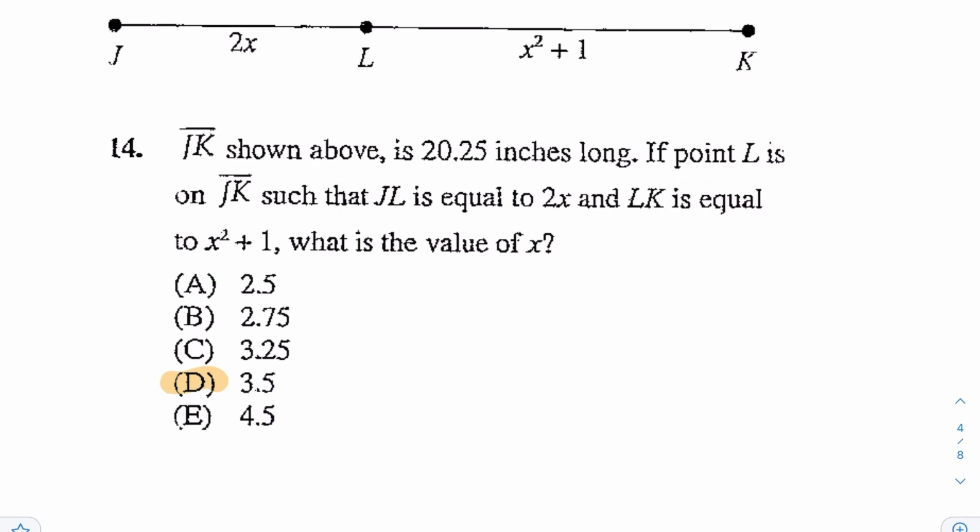All right, next for number 14. JK, or line segment JK shown above, is 28.25 inches long. If point L is on JK such that JL is equal to 2x and LK is equal to x squared plus 1, what is the value of x? So here, if you add these two pieces up, you have x squared plus 2x plus 1 is equal to 20.25. Now, x squared plus 2x plus 1 is actually one of your factoring patterns. You want to look for factors of 1 that add or subtract to positive 2. So that's just x plus 1 times x plus 1.